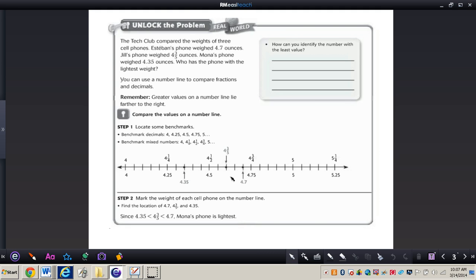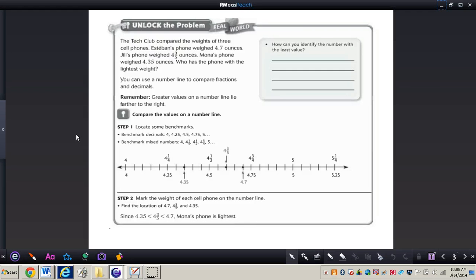And what we will do is just unlock the problem together, and then we'll talk about some of these answers, and then we'll move on from there. Okay, so here's the problem on page 245. It says the tech club compared the weights of 3 cell phones. Esteban's phone weighed 4.7 ounces. Jill's phone weighed 4 3/5 ounces. Mona's phone weighed 4.35 or 4 3/5 ounces. Who has the phone with the lightest weight?